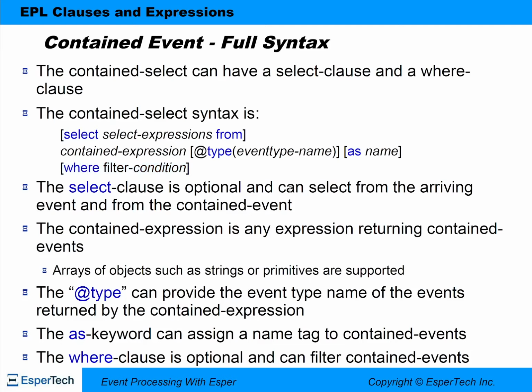The select clause is optional and can select from the arriving event and from the contained event. The contained expression is any expression returning contained events. Arrays of objects such as strings or primitives are supported. The type can provide the event type name of the events returned by the contained expression. The as keyword can assign a name tag to contained events. The where clause is optional and can filter contained events.